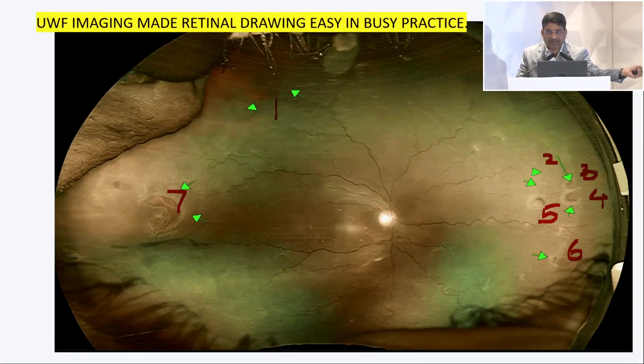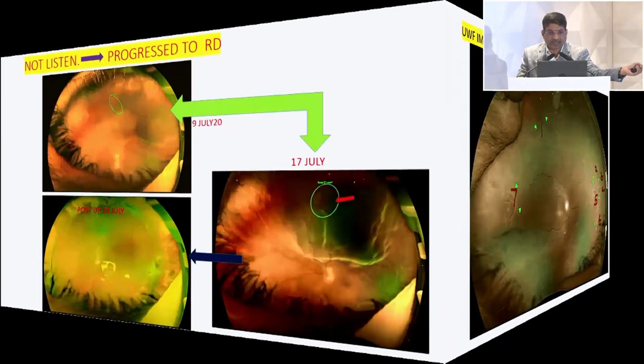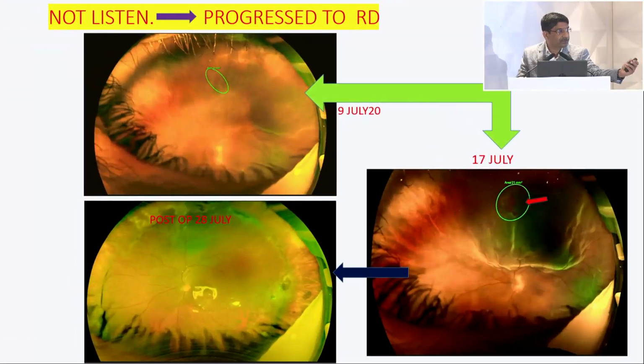Here you can see seven hours of lesions, so it was difficult for drawing itself. Then there are cases where the patient does not listen to your advice. This one was there earlier, barrage laser was advised, but he did not listen. He came after 15 days with a full RD, and he will end up with surgery.